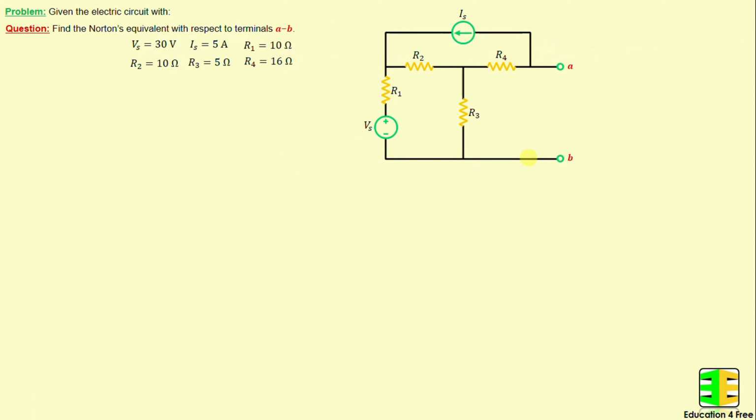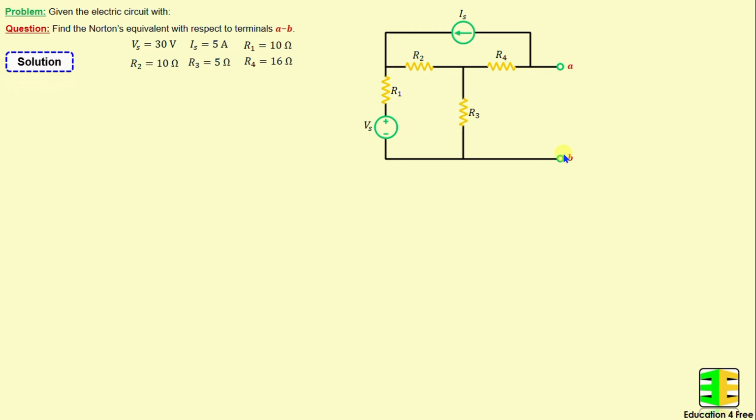Let's consider this network consisting of 4 resistors labeled R1 through R4, as well as one independent voltage source Vs and one independent current source Is. The question now is to find the Norton's equivalent with respect to terminals A and B. Let's move on to the solution.